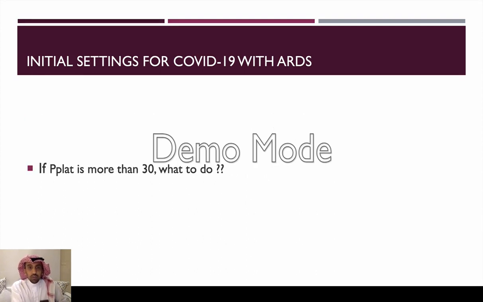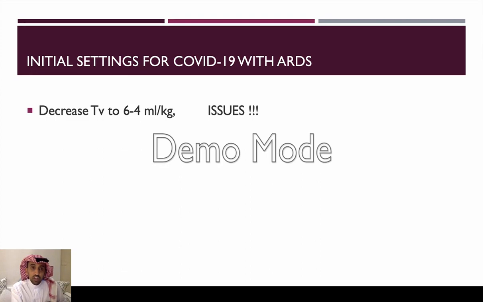So what if the plateau pressure is more than 30? What to do? If the plateau pressure is high, you will decrease the tidal volume to 6 to 4 ml per kg. And again, your goal is 6 ml per kg of tidal volume in severe ARDS. And the issue is, what happens when you decrease the tidal volume?